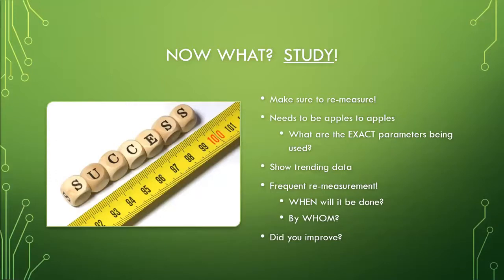Also, showing trending data on this Plan, Do, Study, Act template can be really informative to folks about what direction they're going in, if things are going well or not, and if you're getting closer towards your goal. Make sure you assign remeasurement to somebody so that they know when it will be done and by whom, so that when you have your regular meetings, you have this information in front of you to be able to really draw on it and talk about it in a meaningful way.